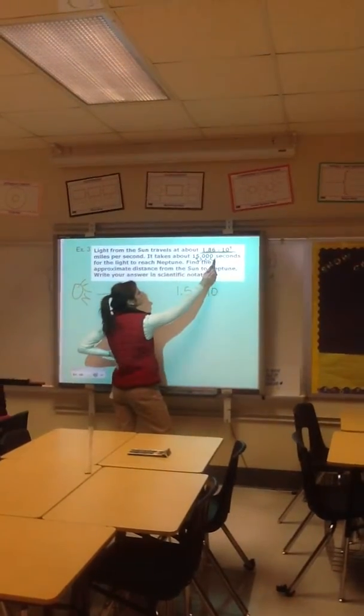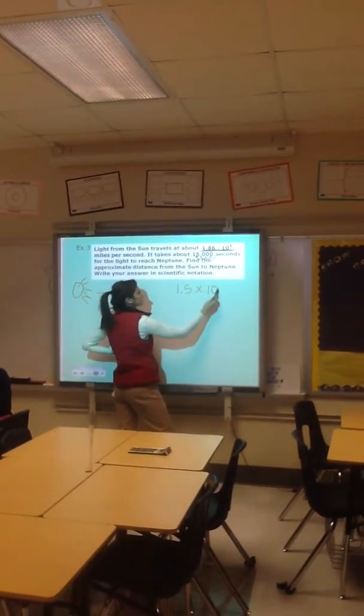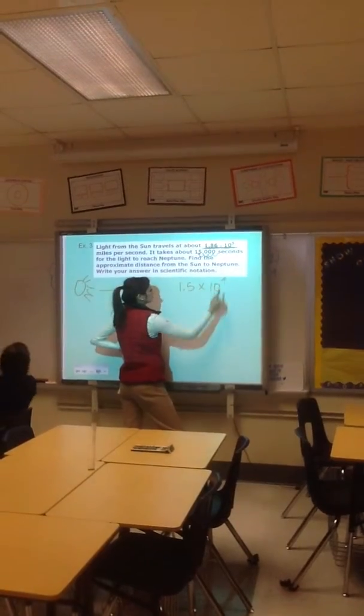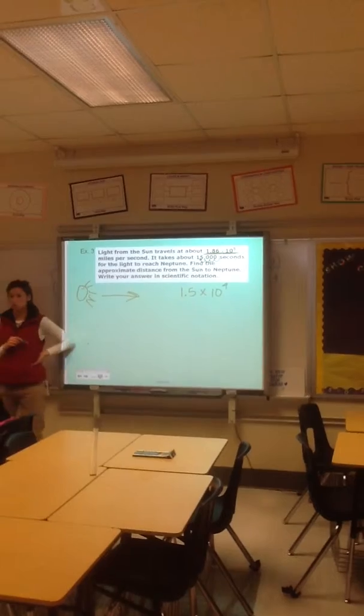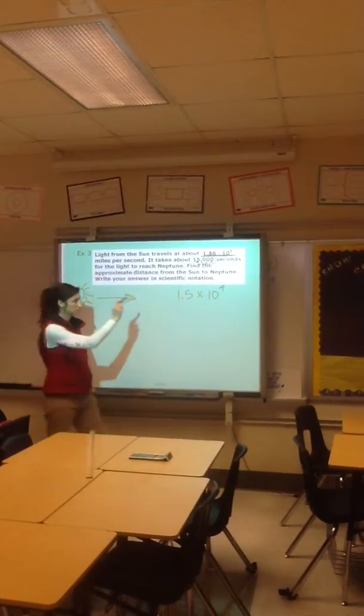Now, easiest way, count how many times you went from the end to the decimal. How many times did we move? 4. 4 times, so what is my exponent? 4. That is scientific notation. Are there any questions on how to change a big number to this form?